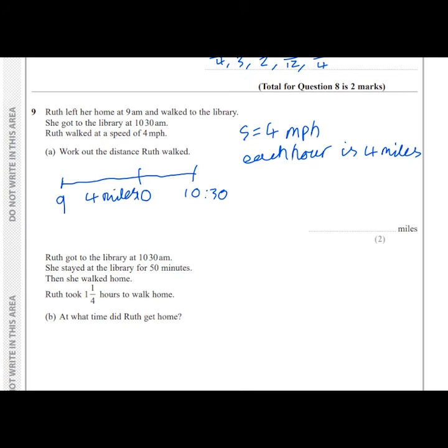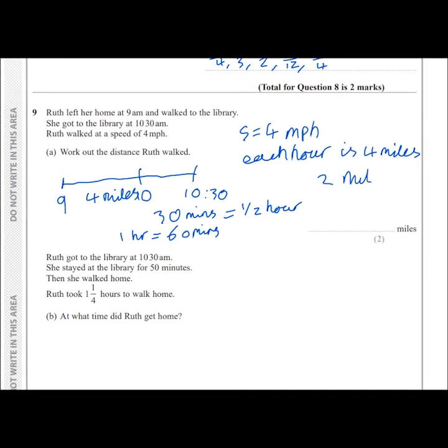Now, between 10 and 10:30, how much of an hour is that? So between 10 and 10:30 is 30 minutes, and now 1 hour is equal to 60 minutes. So 30 minutes is half of 60 minutes, so 30 minutes is equal to half an hour. And as Ruth can walk 4 miles in an hour, in half an hour, she can walk 2 miles. So in here, we've got 2 miles.